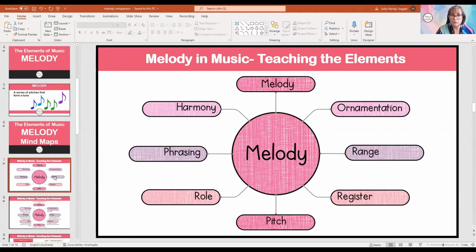So the things I look for when I'm talking about melody are melody, ornamentation, range, register, role, phrasing, and harmony.